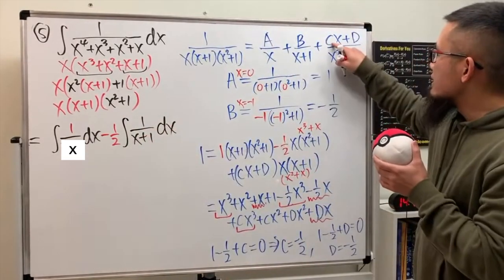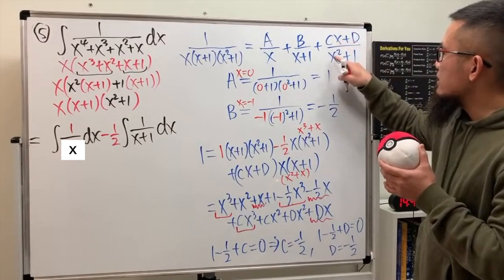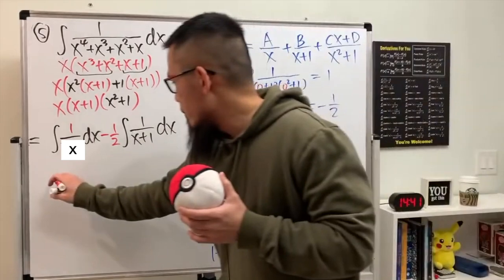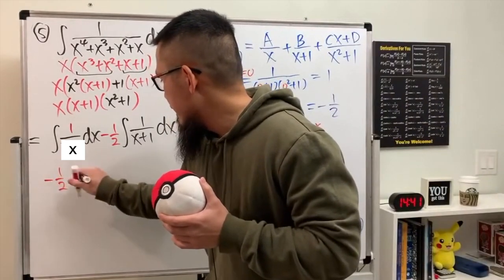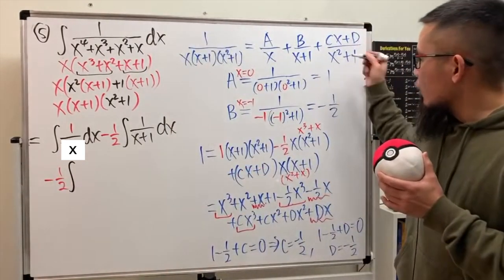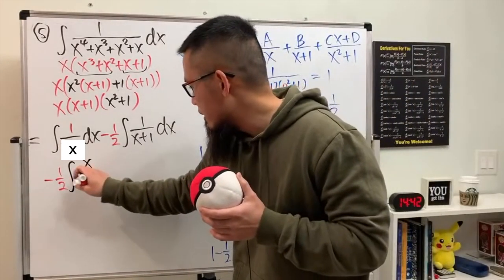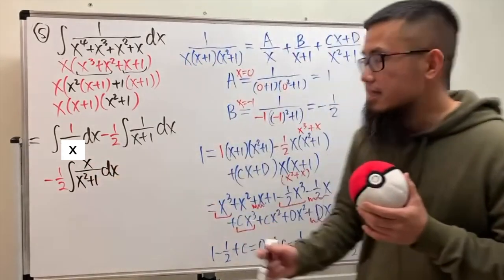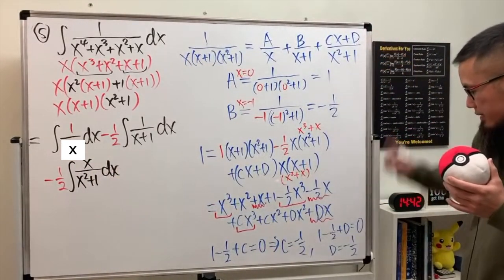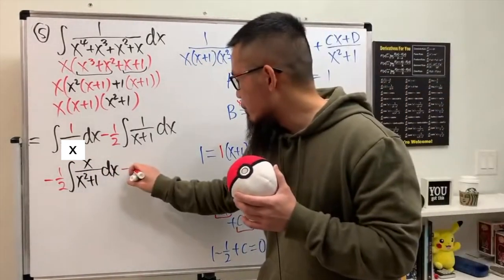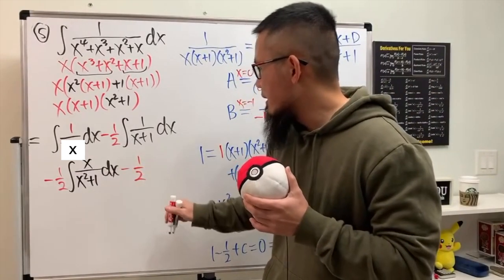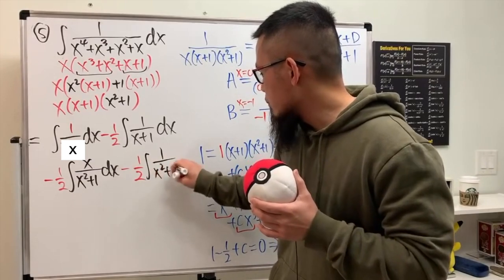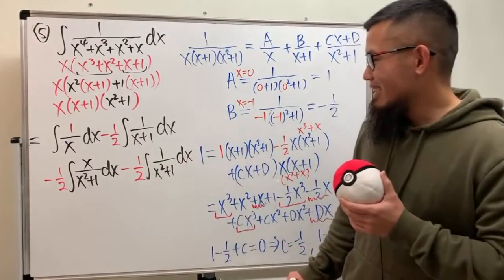Next, we have the cx, and that's ready as cx over that. C is equal to negative 1/2. So I'm going to have negative 1/2 integral, and then the x over that, so we have to put that inside of the integral. And lastly, we have d over that. D is equal to negative 1/2, so I'm going to write down negative 1/2, and then we have the integral 1 over x squared plus 1 dx. We are good to go.